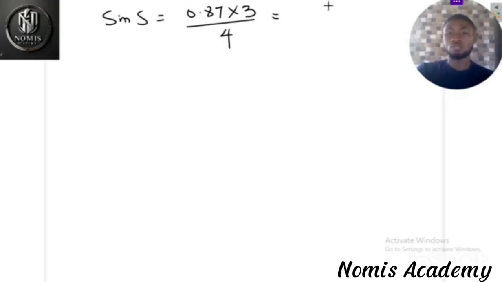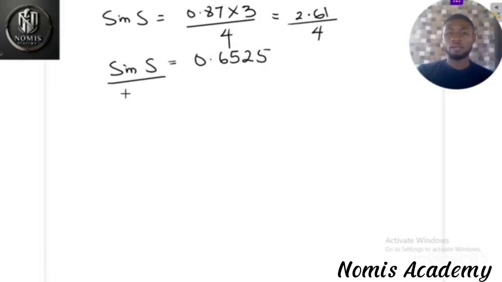When you multiply this by 3, 2 1 and 3 is 2.61. So that will be 2.61 divided by 4. 2.61 divided by 4 is 0.6525. So sine S is equal to 0.6525. We find the inverse of sine.